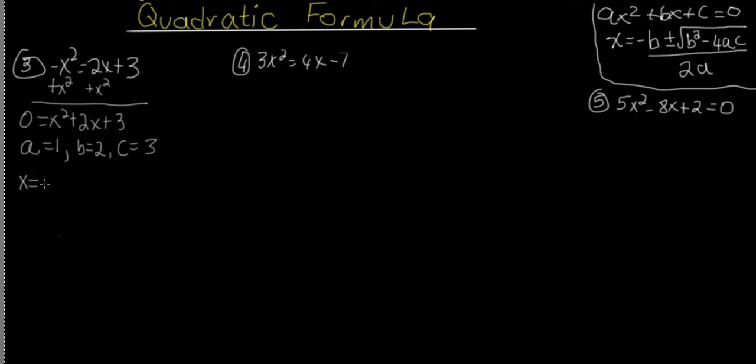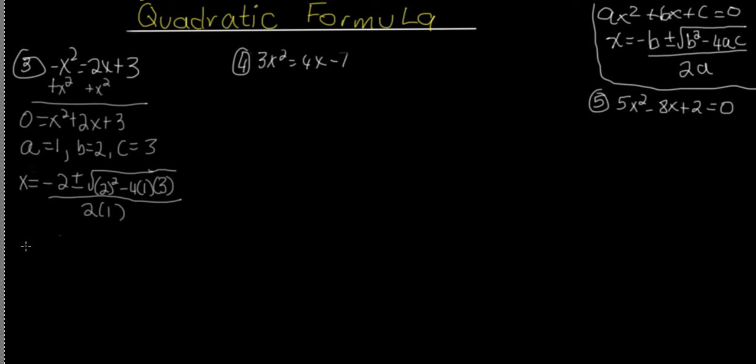So we have x equals negative b. B is 2, plus or minus the square root of b squared. So 2 squared minus 4 times a. Again, I'm following this quadratic formula here up to the right. 4 times a is 1 and c is 3. And this is all over 2 times a, which is 1.